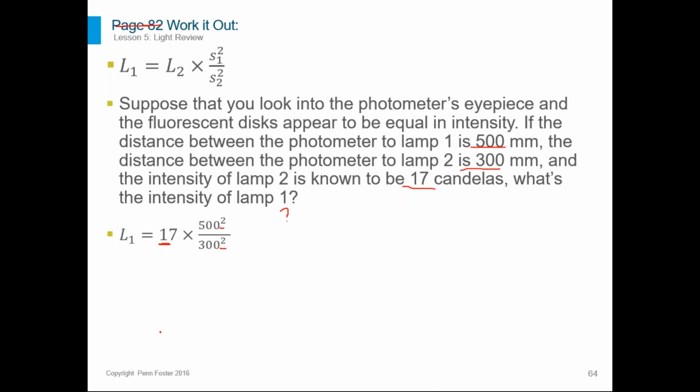So remember, with order of operations, exponents come first. So 500 squared is 250,000, 300 squared is 90,000, and now we divide those and then multiply by 17. 250,000 divided by 90,000 times 17 gives us 47.2. So I know this formula looks kind of terrifying, but you just have three numbers that you have to put in the right place and then solve for it.